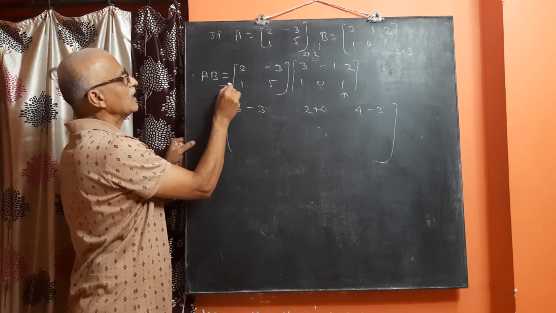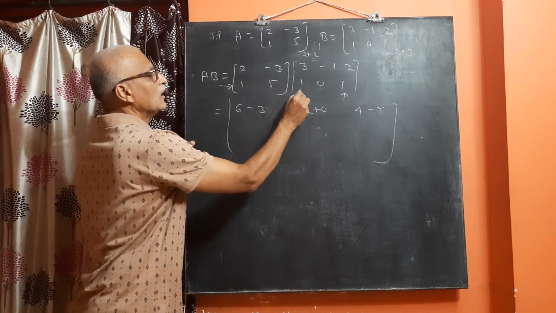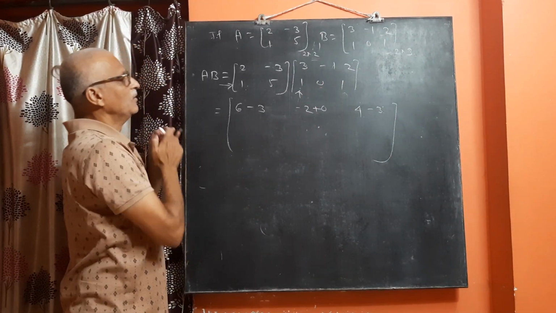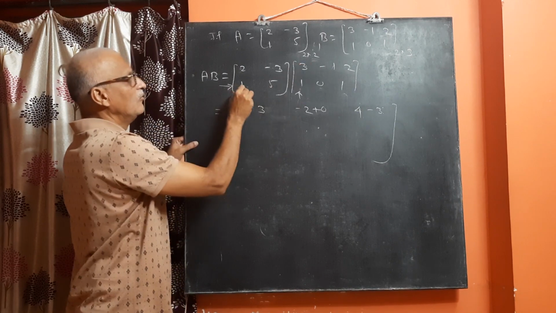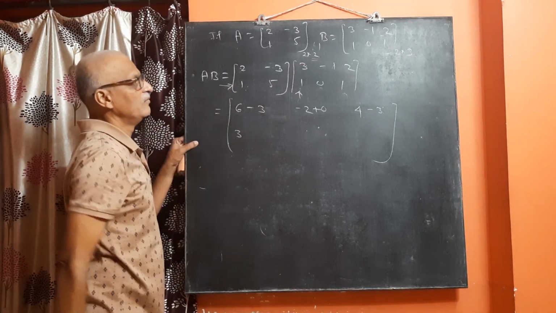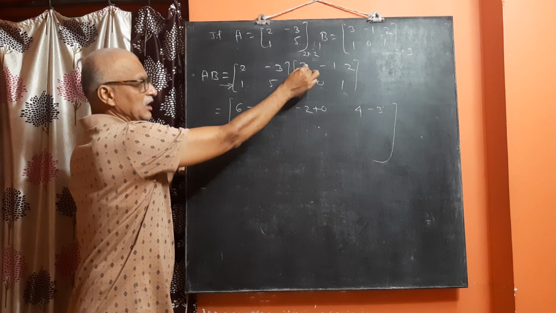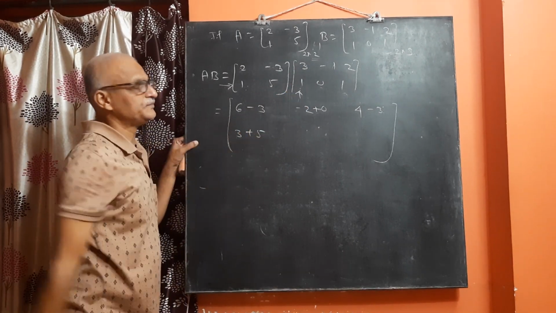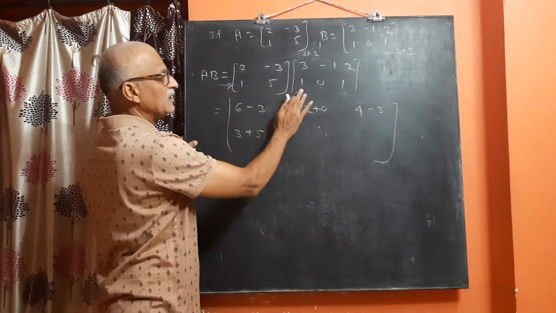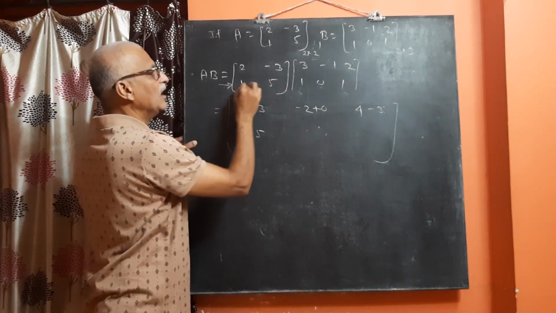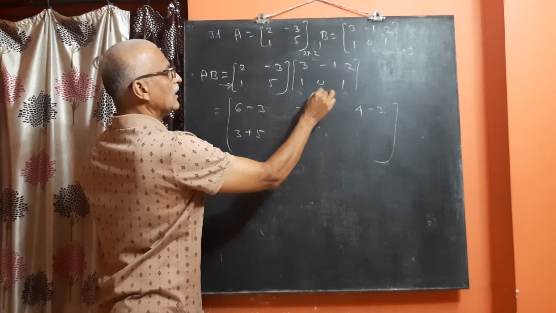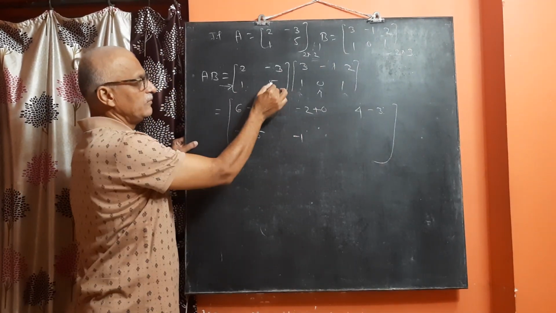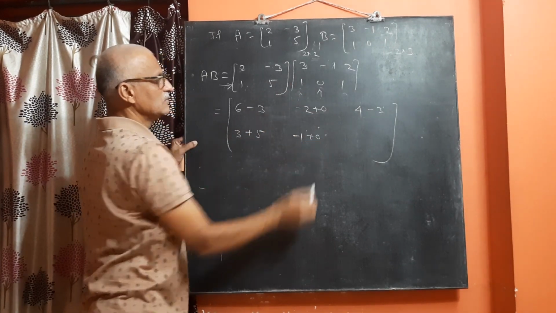Now the role of second row starts. Second row, that means this one, into this one. Again, second row, first column. 1 into 3, 3. 5 into 1, that is plus 5. Second row, second column. 1 into minus 1, that is minus 1. 5 into 0, that is 0.